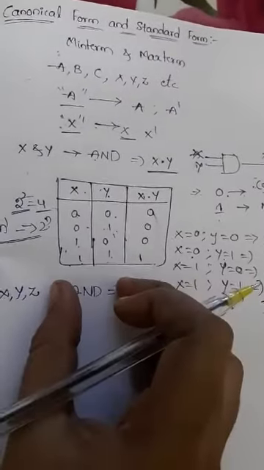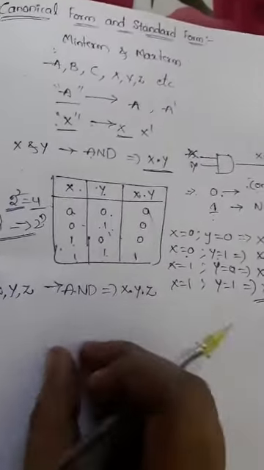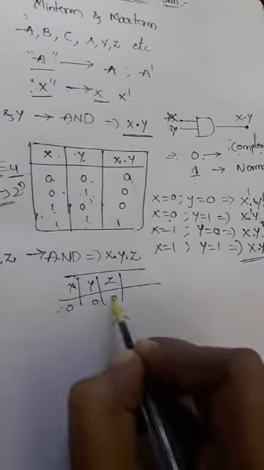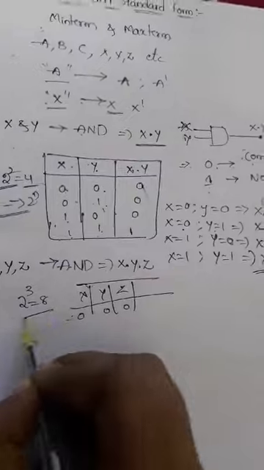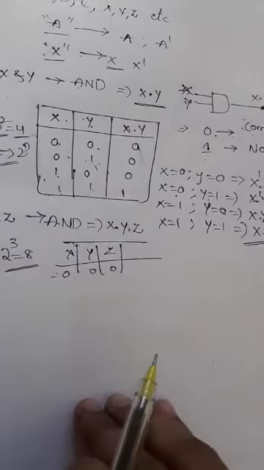If you are having 3 variables, for example x, y, z, these 3 variables combined with the AND operation give the output x into y into z. To represent the minterms for these 3 input variables, we get a truth table with inputs 0 0 0, 0 0 1, 0 1 0, like that. How many combinations do we get for 3 inputs? 2 cube, so totally 8 combinations.